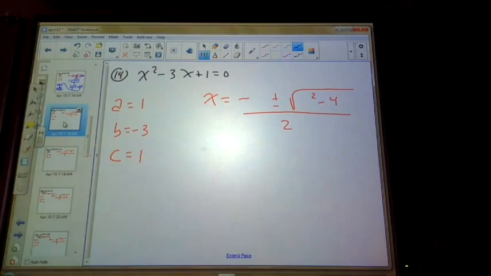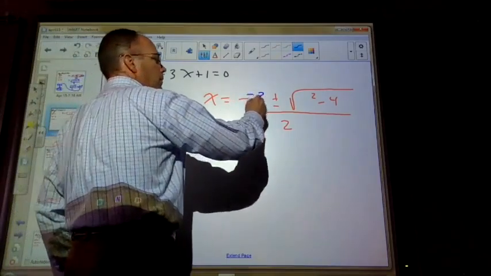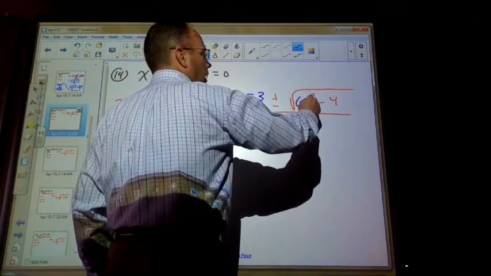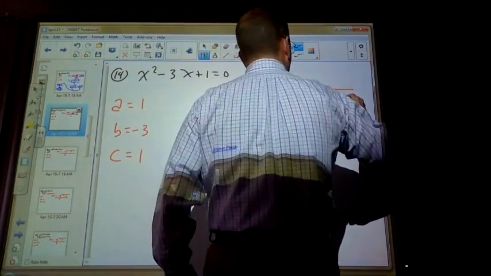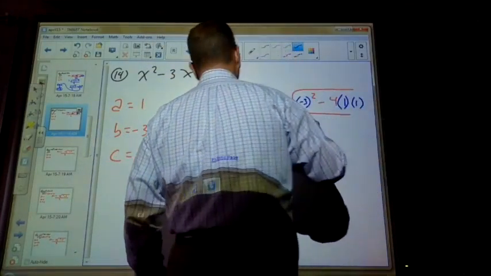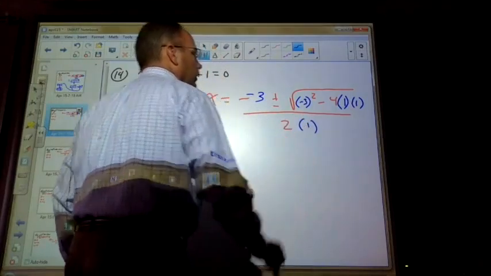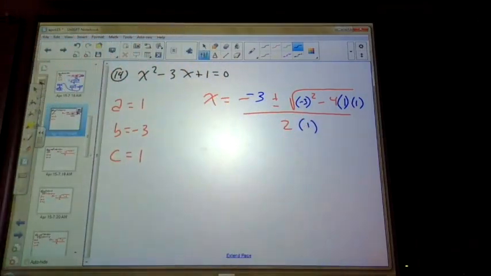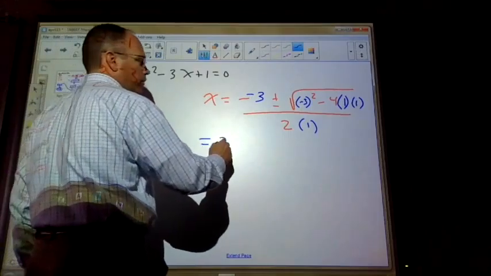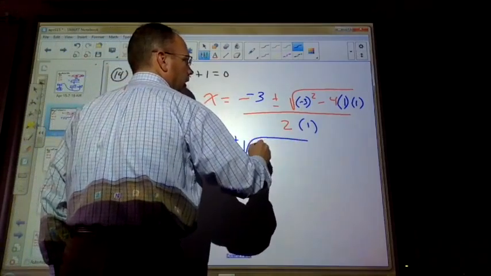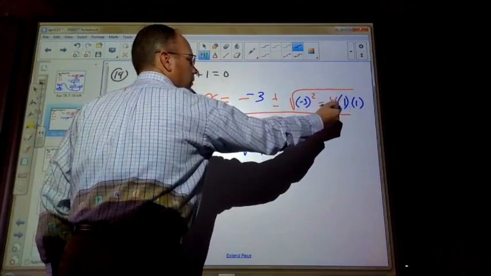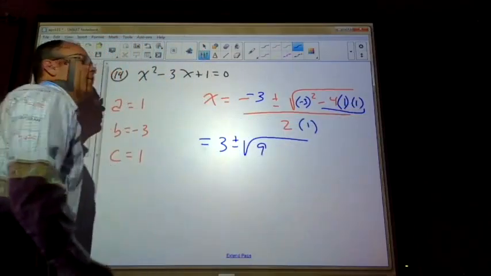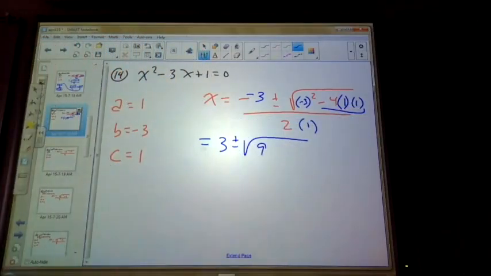Number 14, my A value is 1, my B value is negative 3, my C value is 1. I have the skeleton of the quadratic formula up there. I get negative 3, so this is going to become a positive. I get negative 3 squared minus 4ac all over 2a. Agree? Negative 3. I get 9. What does this come out to? Negative 4, good.